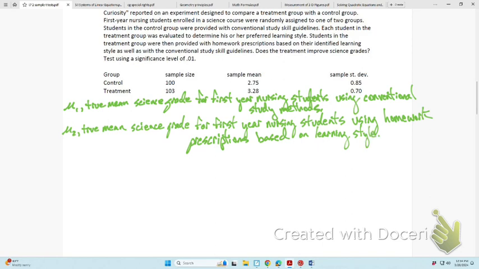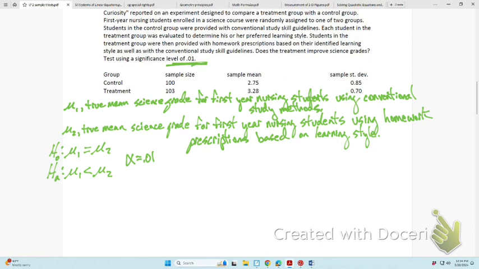All right, we got our two groups. I probably wrote too large. I hope I have enough room. Our two hypotheses are assume group 1 is equal to group 2. And they suspect that these homework prescriptions are improving science grades. So we think group 2 is going to have a higher mean. They give us a pretty unique or small alpha value. Alpha is 0.1.